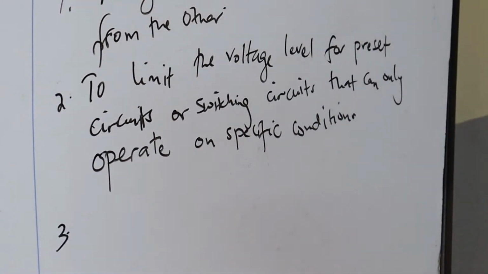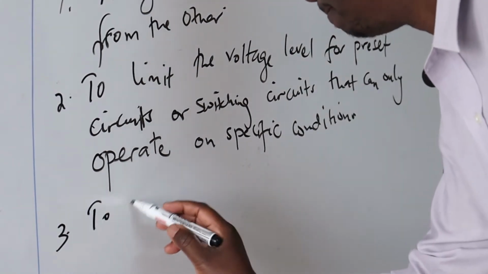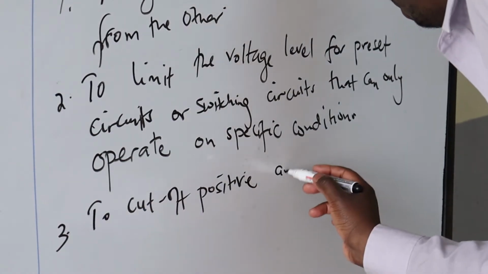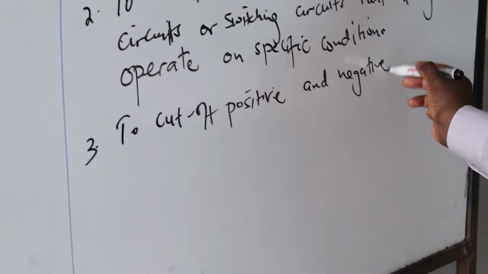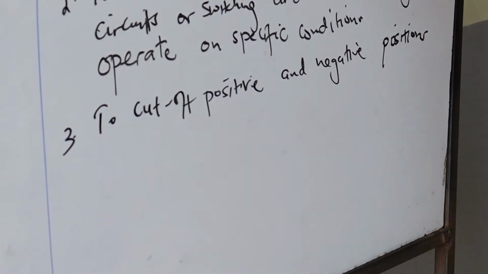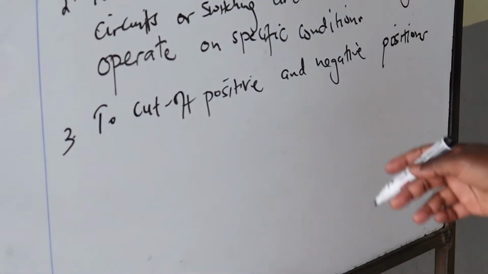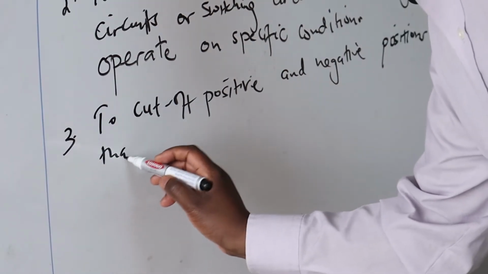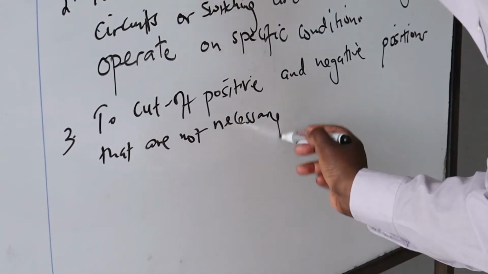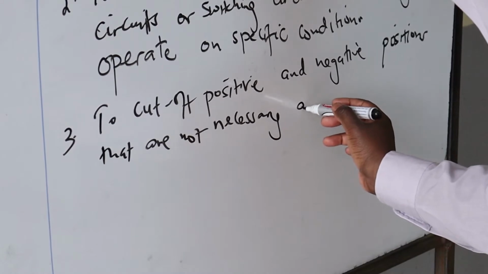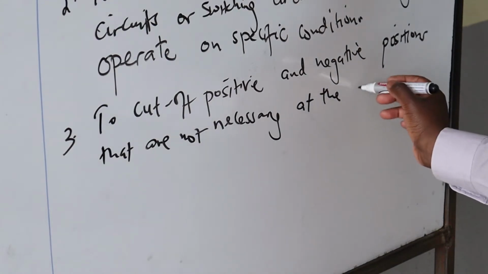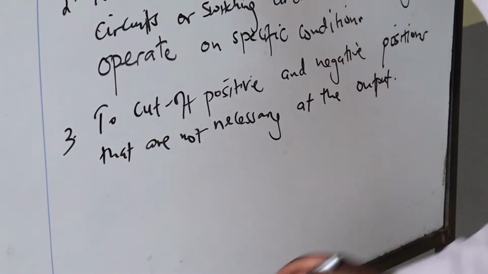And number three is to cut off positive and negative portions that are not needed, that are not necessary at the outputs.